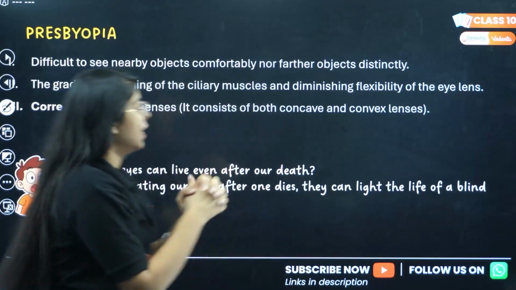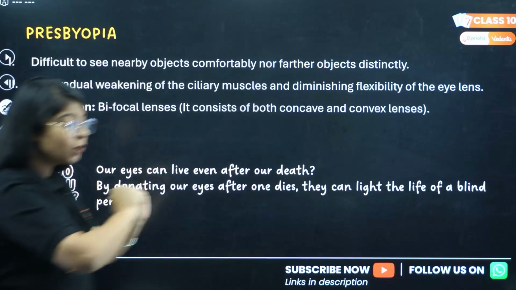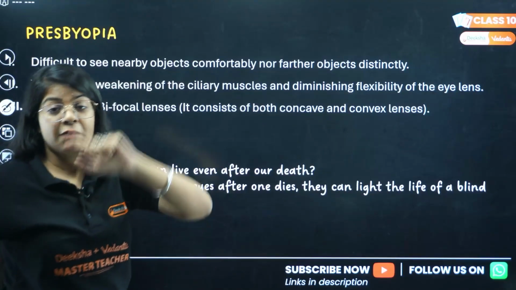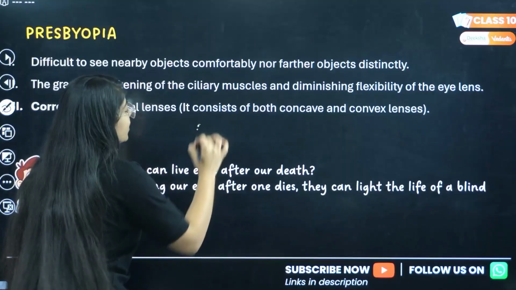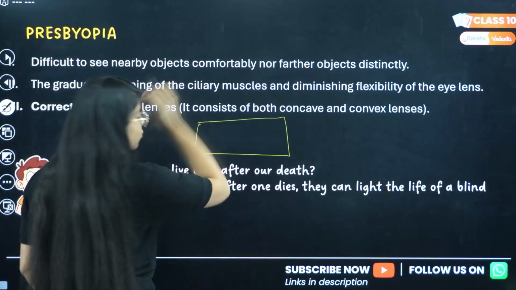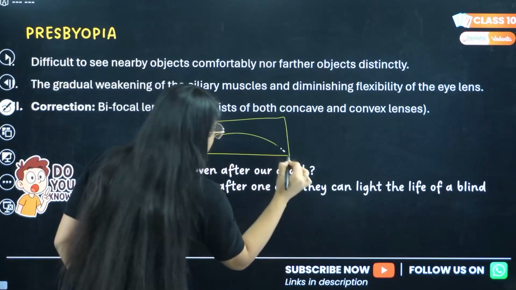Okay, done. Next, what do we use for it? We use a concave lens for myopia and a convex lens for hypermetropia. For presbyopia we use bifocal lenses. What are bifocal lenses? This is the kind of lens.